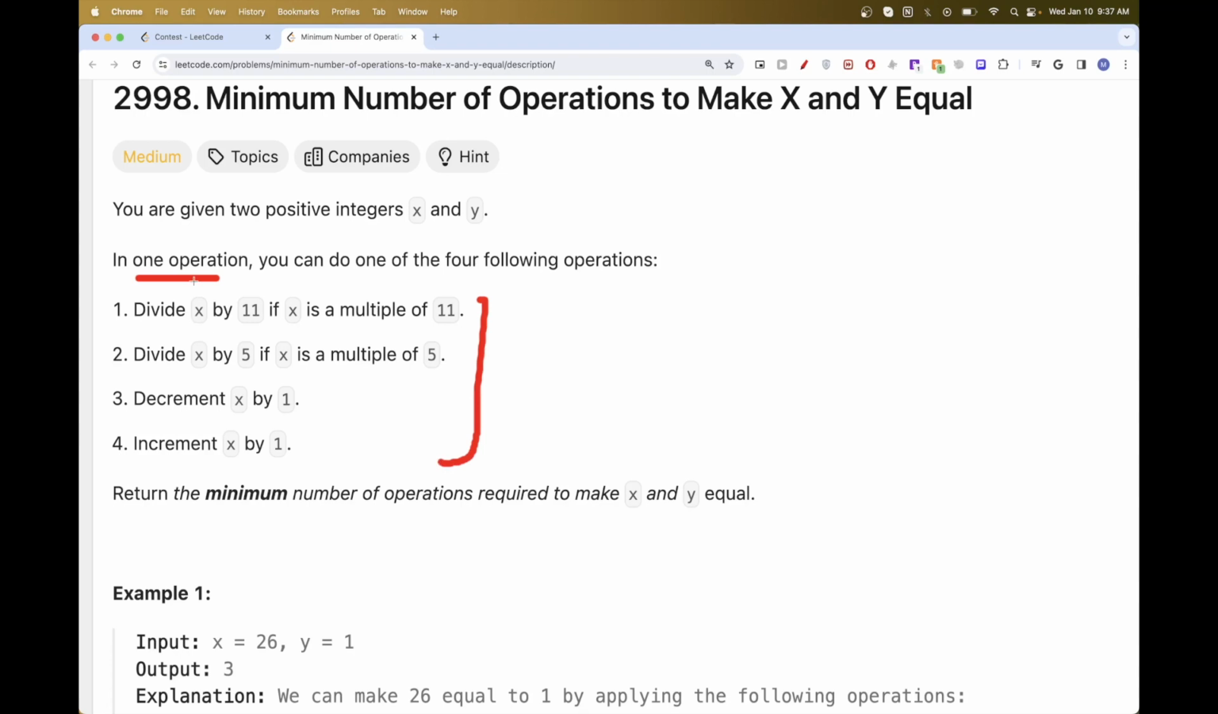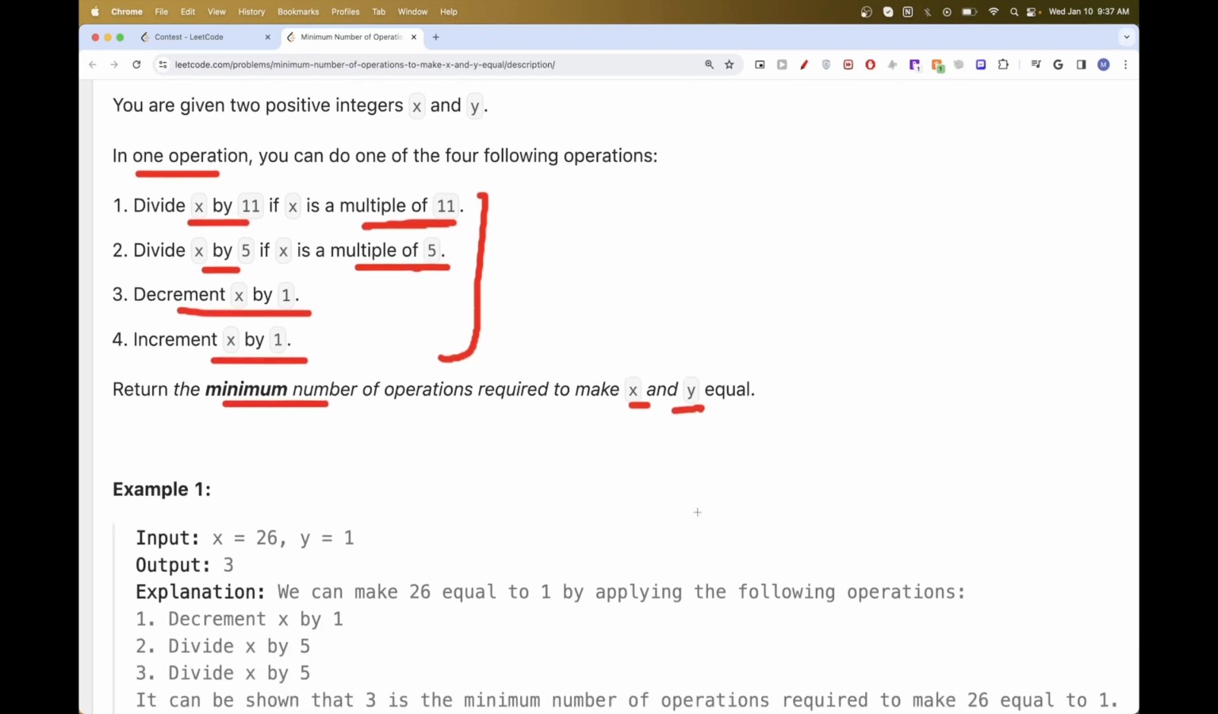operations. Basically, you can either divide x by 11, if x is a multiple of 11, or you could divide x by 5 if it's a multiple of 5. Now this is important, there has to be a multiple of 11 or 5. Or you could decrement x by 1 or increment it by 1. And then the goal is to return the minimum number of operations you need to make x exactly equal to y. Okay, so that's the problem.